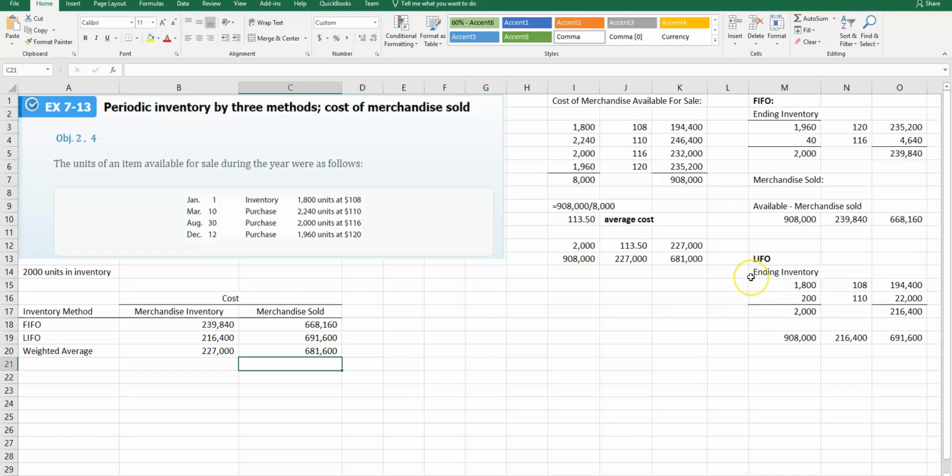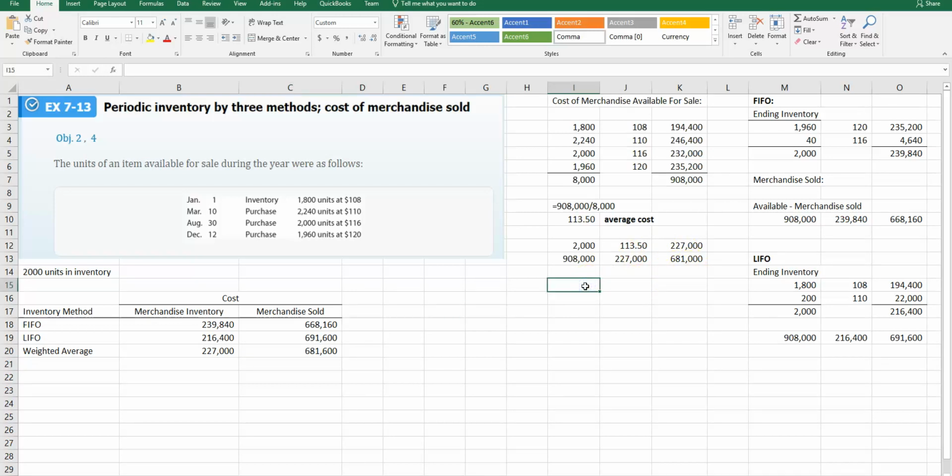Under LIFO, last in, first out, the first ones that you're selling are coming from these newest amounts. That means the ones that are remaining are coming from the earlier inventory amounts. So that's why our inventory is starting out with this 1,800 right here, and then we're going down to pick up 200 from the next category. Under the average cost method, of course, we calculated an average, and we could use it for both calculations. We took the 2,000 times the average cost to get the ending inventory. We subtracted to get the cost of merchandise sold.